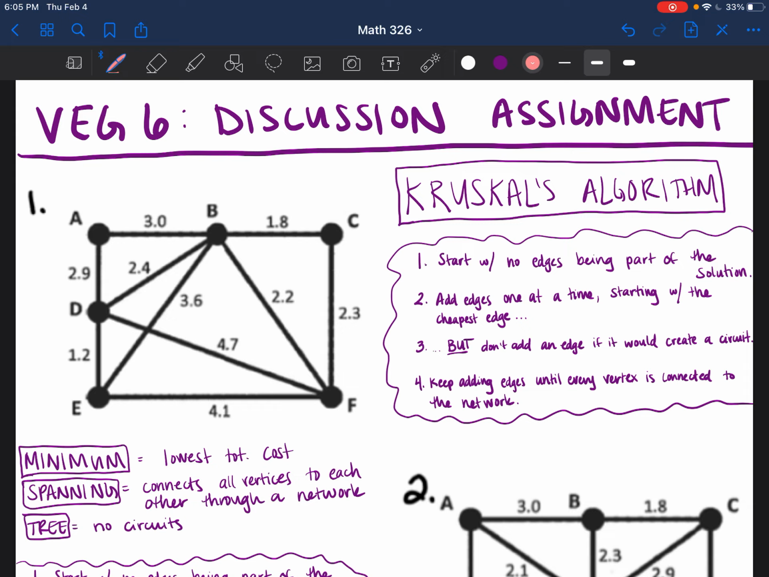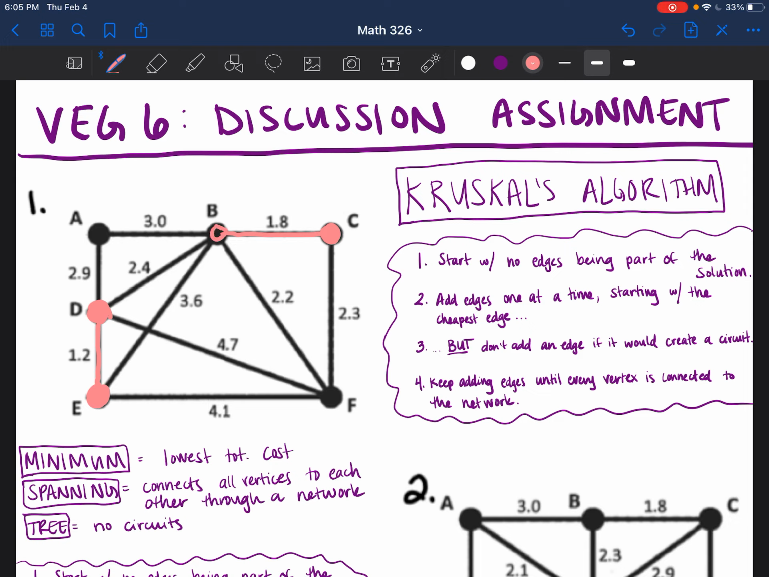I see a couple of options. If we start with ones, there's two ones. There's 1.2 and 1.8. So we're going to go ahead and pick the edge that costs 1.2. And I'm going to highlight the vertices as we touch them, so that way we know we've touched them, because we need to connect all of the vertices to get to each other. And then we can go ahead and keep adding the next cheapest edge, which is 1.8.